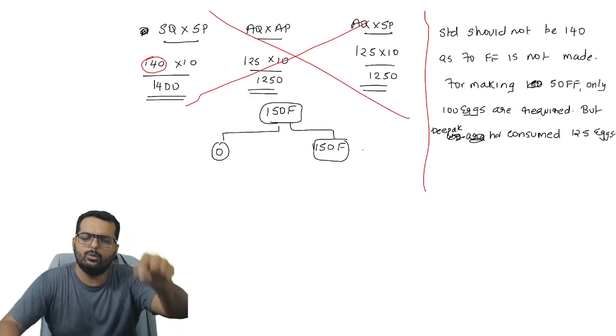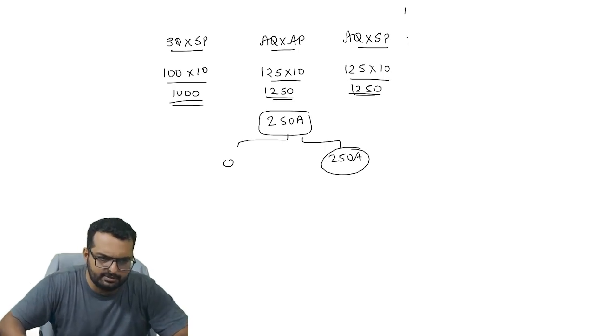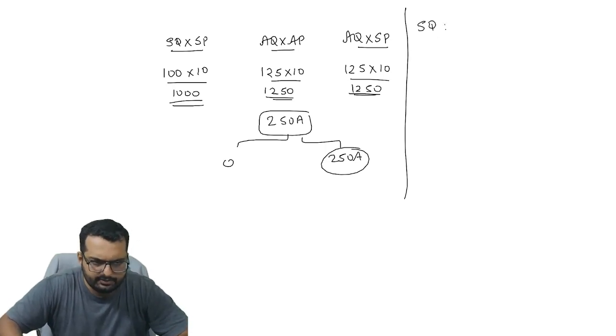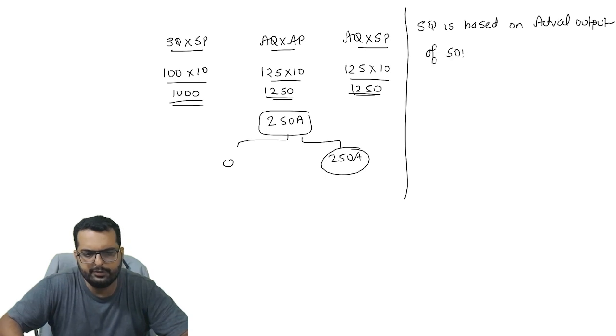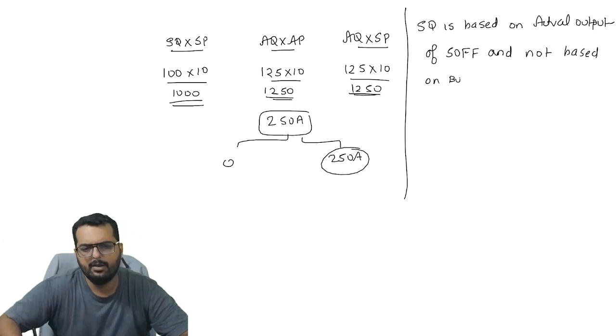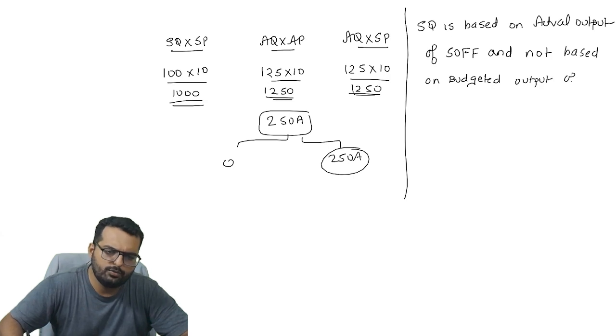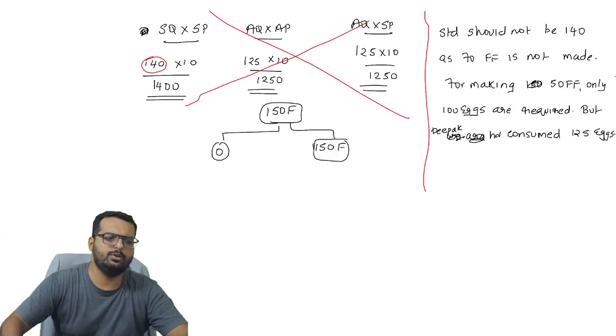Friends, first you write down this, put this wrong so that you understand that SQ is based on actual output of 50 fish fry and not based on budgeted output of 70 fish fry. Please write down this in your books now.